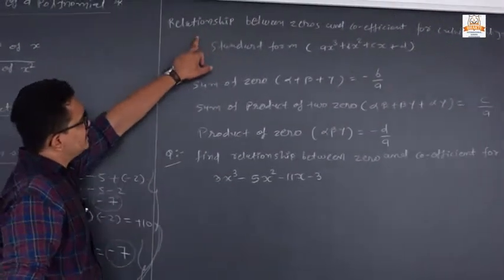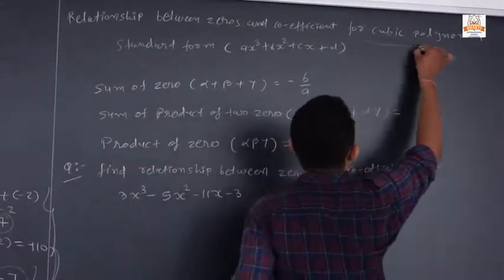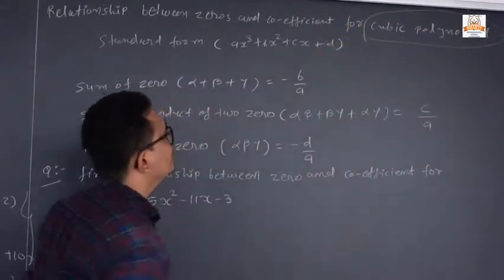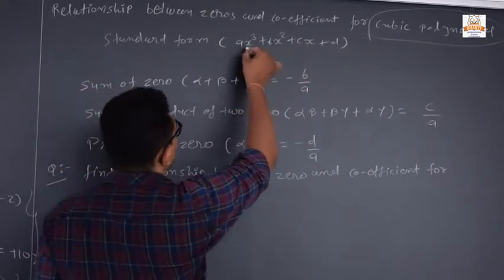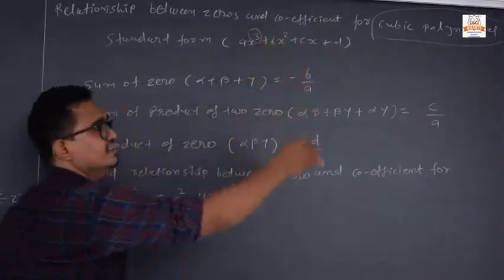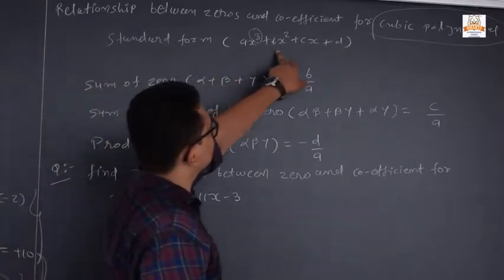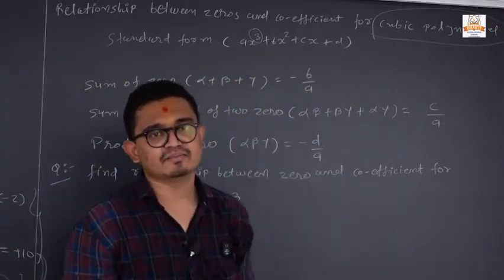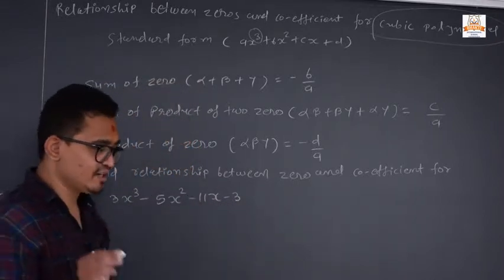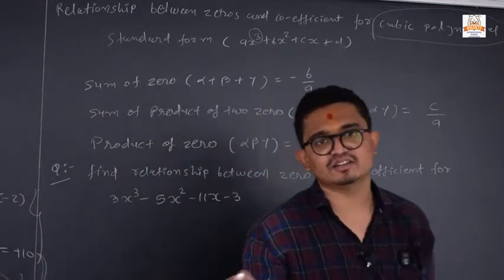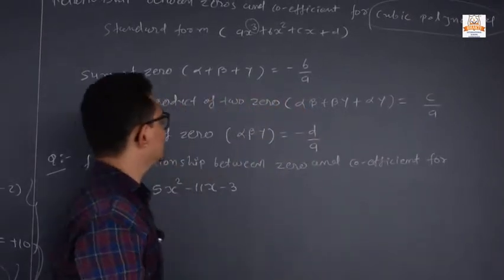It is the relationship between zeros and coefficients for a cubic polynomial. First we discussed quadratic, now they are asking cubic. Cubic means the maximum power is 3, the degree is 3. So what is its standard form? Ax cube plus bx square plus cx plus d. So if it is a cubic polynomial, it has 3 zeros. How many zeros for a cubic polynomial? 3 zeros.